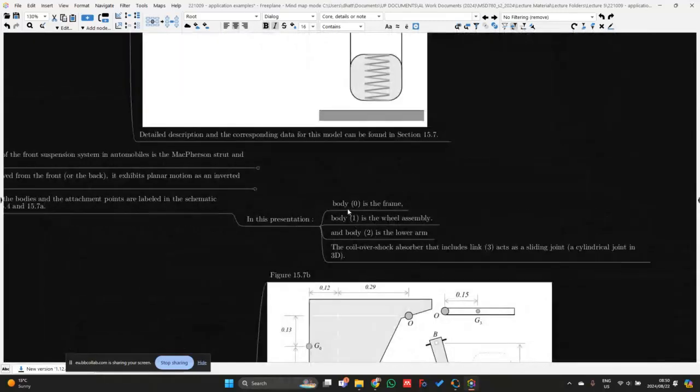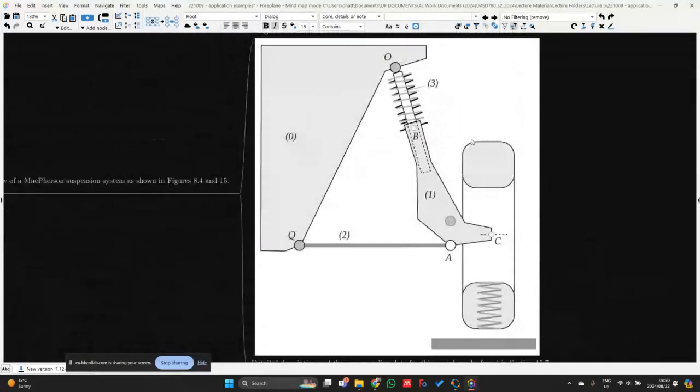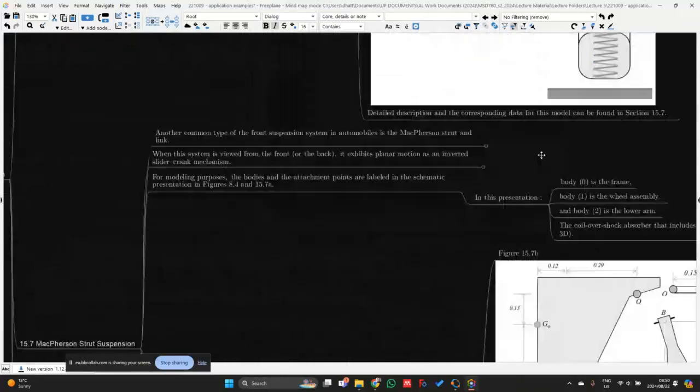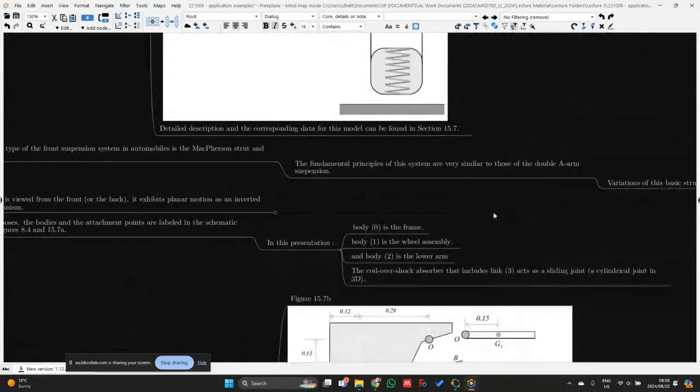So in this presentation, body 0 is the frame, so we're once again going to consider it as ground. Body 1 is the wheel assembly, and body 2 is the lower arm. The coil-over shock absorber that includes link 3 acts as a sliding joint or a cylindrical joint in 3D. In our case, a sliding joint is going to be modeled as a translational joint. So sliding joints and translational joints can be used interchangeably.